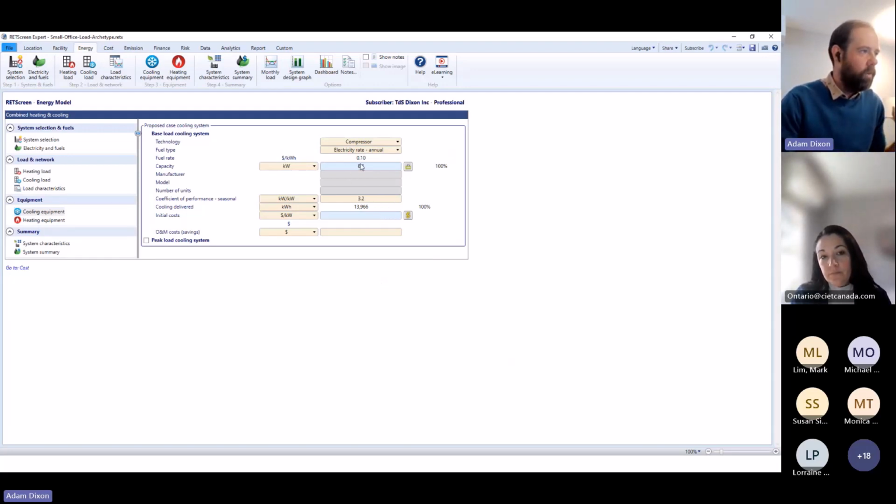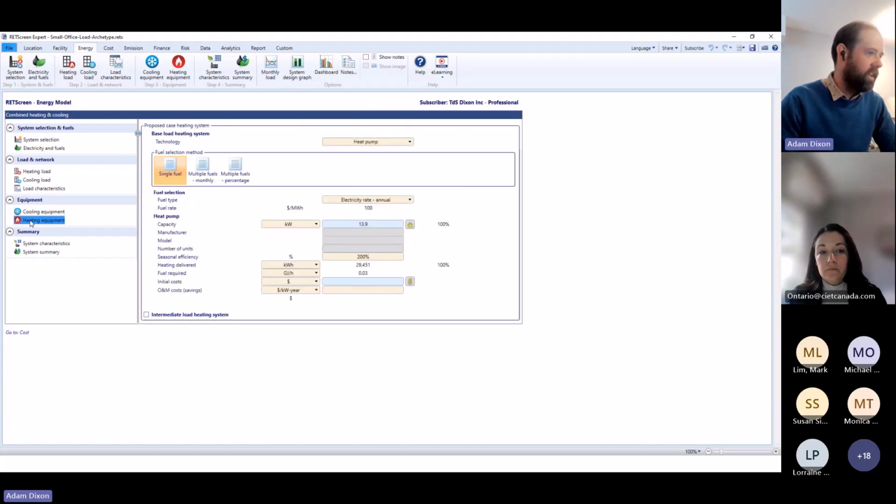So we want a system that is going to meet our needs. We had an 8.1 kilowatt peak demand for our cooling, so we do need to try and meet that. RETScreen tells us we have 100% met, with a coefficient of performance of 3.2. So we have all of our energy and all of our demand met by this system. Now, where it gets interesting is in our heating system.